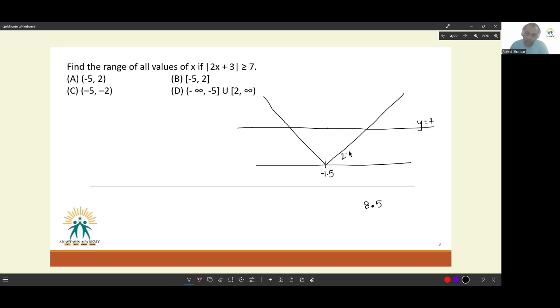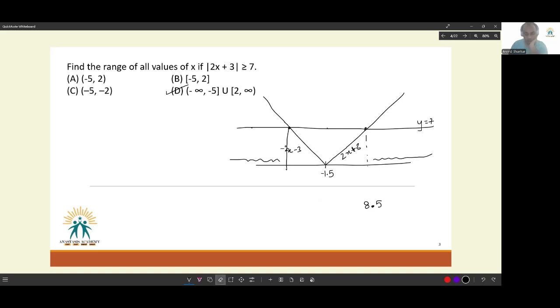In this part, we have 2x + 3. In this part, we have -2x - 3. Now, from -1.5 getting to 7 would mean traveling how much? Or even from the shape of this graph, can you see everything beyond this point is going to be acceptable, and everything beyond this point is going to be acceptable. So we are going to get two distinct ranges. The only option that has two distinct ranges will be this. We can solve it this way.